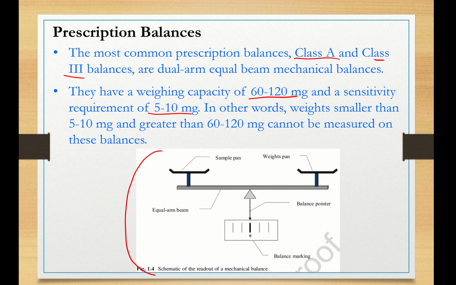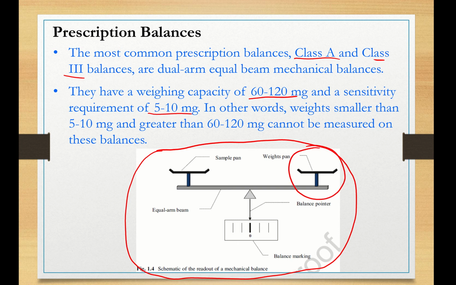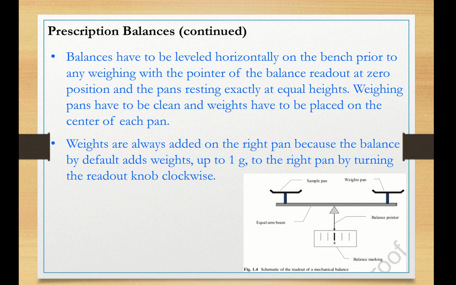Now beneath I have placed a schematic of a readout of a mechanical balance. The weights always go on the right pan, and samples to be measured always go on the left pan. Before using these kinds of balances, you need to make sure that they are leveled horizontally on the bench. Make sure also that the pans are clean to avoid any contamination, and it is a good habit to place weights and samples on the center of each pan. That's a very good habit. As I mentioned before, weights go on the right pan, samples go on the left pan.